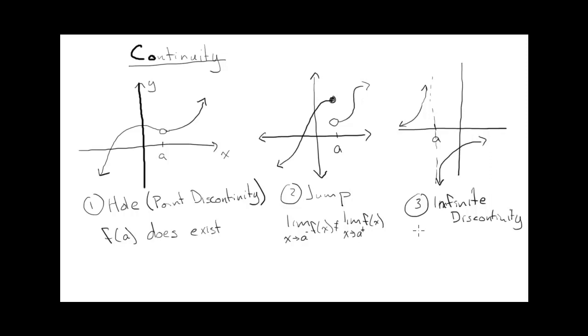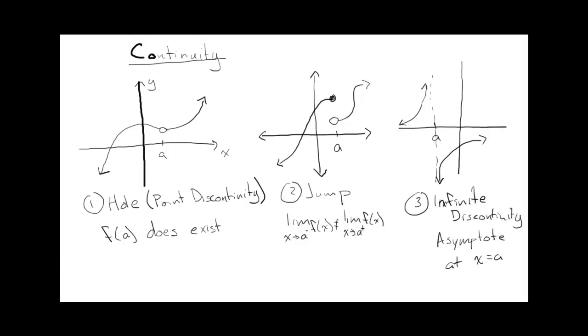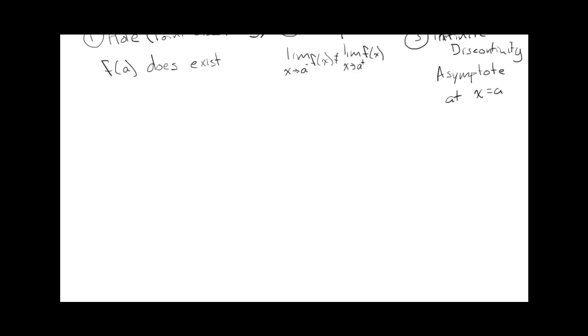Both the right and left limits don't exist, but really it's because there's an asymptote at x equals A. You can see why that's not continuous, because it's going up and then all of a sudden it's way down here. So those are three examples of discontinuous functions.